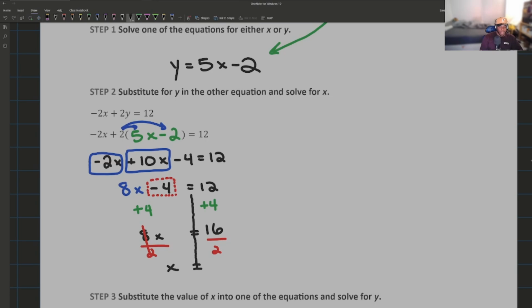I said divide by 2. I got ahead of myself. I meant divide by 8. Let me go ahead and fix that. And the reason I said divide by 2 there, as I'm sure you caught on, is because 16 divided by 8 gets us 2. So I was doing the math in my head and kind of spilled out. I apologize for that.